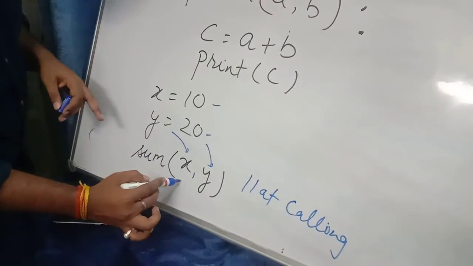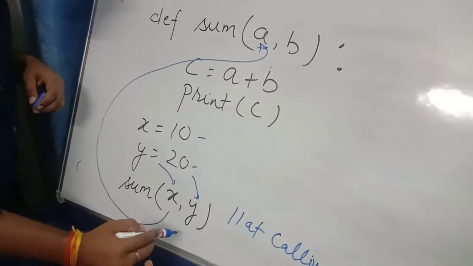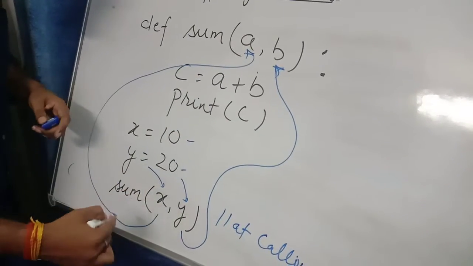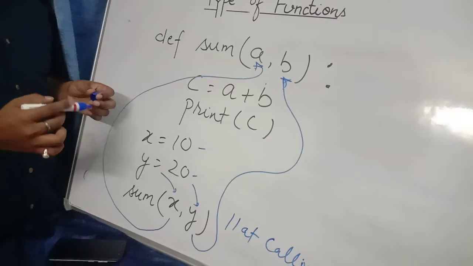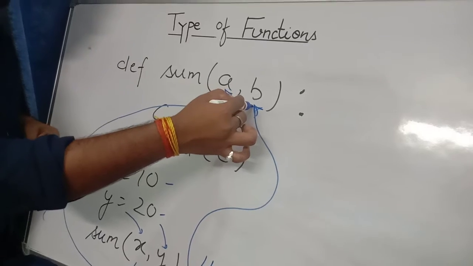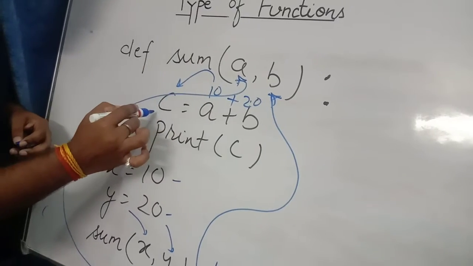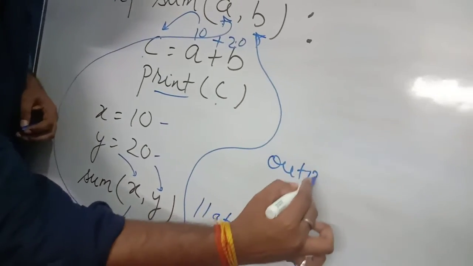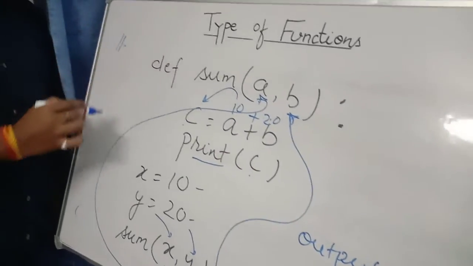Here the value of x goes to the formal argument a, and the value of y goes to the formal argument b. Here x and y work as actual arguments and a and b work as formal arguments. Then the value of a will be 10 and the value of b will be 20. The sum will be saved in c, and we have printed c here. Then your output will be 30. This is the working of this code fragment.